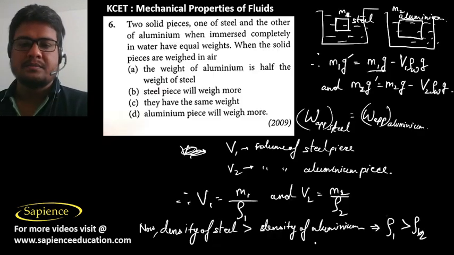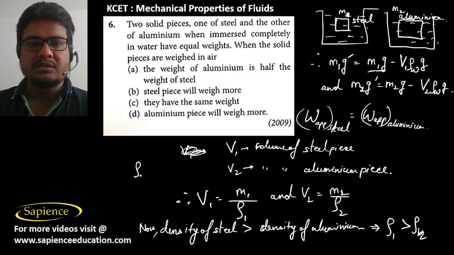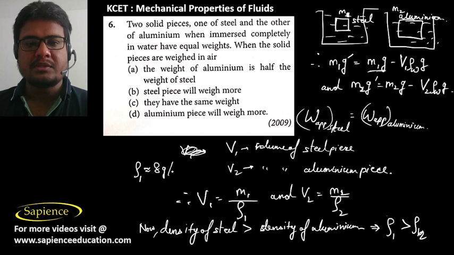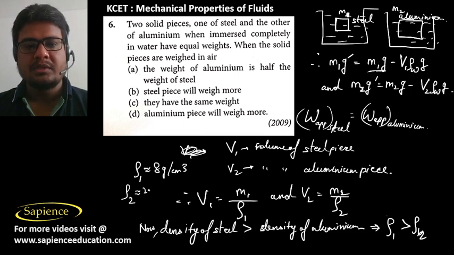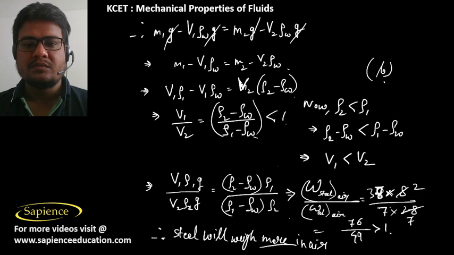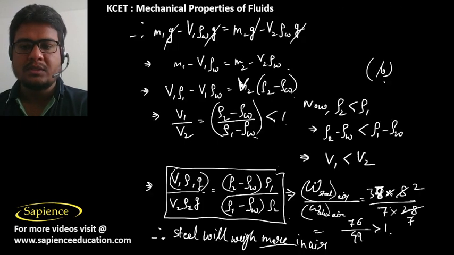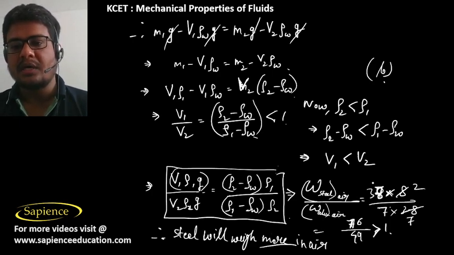So therefore, option B is the correct answer. Since we know that the density of steel, rho 1, is approximately 8 gram per centimeter cube, the density of aluminium is approximately 2.8 gram per centimeter cube, and the density of water is 1 gram per centimeter cube. So V1 rho 1 into G is the weight of the steel in the air, and V2 rho 2 into G is the weight of the aluminium in the air. If we place the values of rho 2, rho W and rho 1, we get some fraction which is more than 1. So it means that the weight of the steel in air is more than the weight of aluminium in the air.